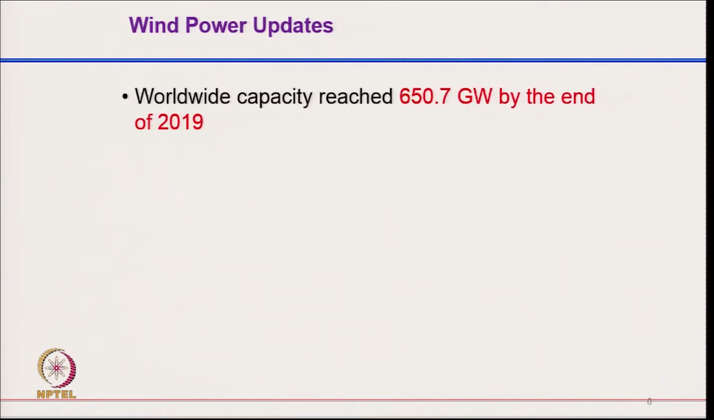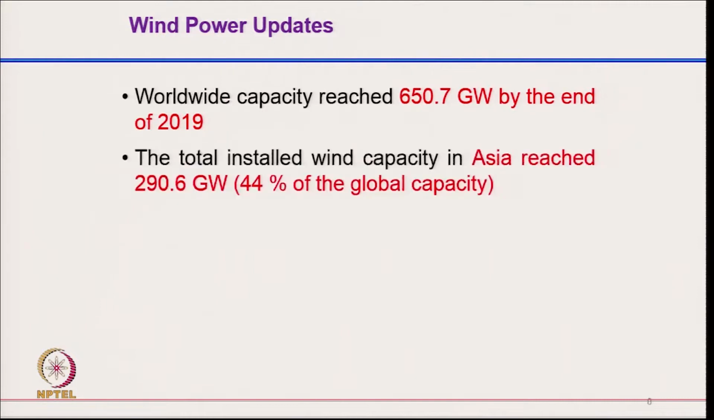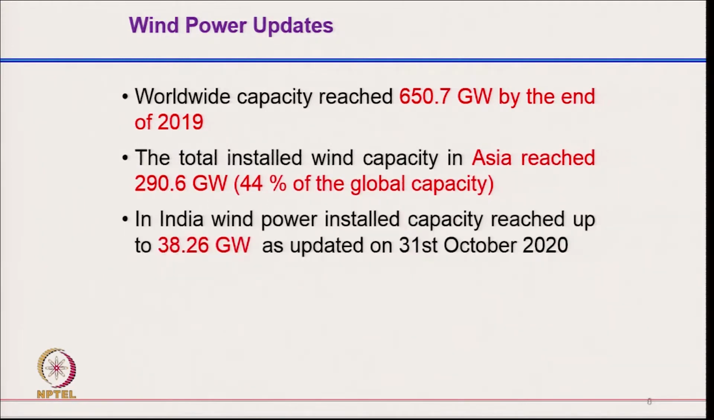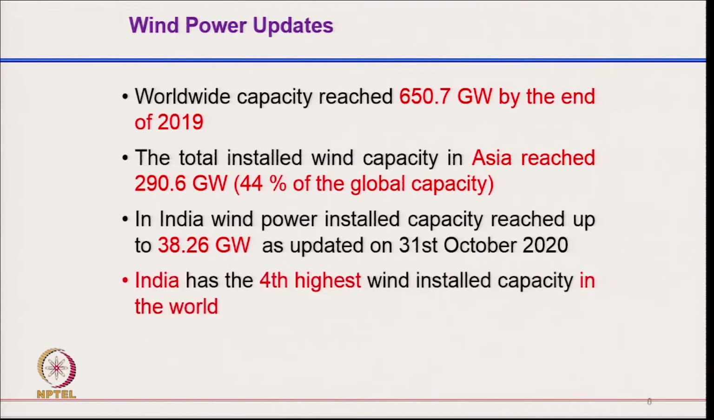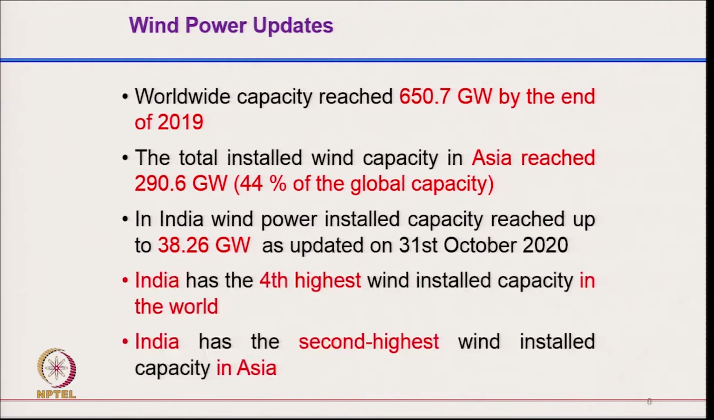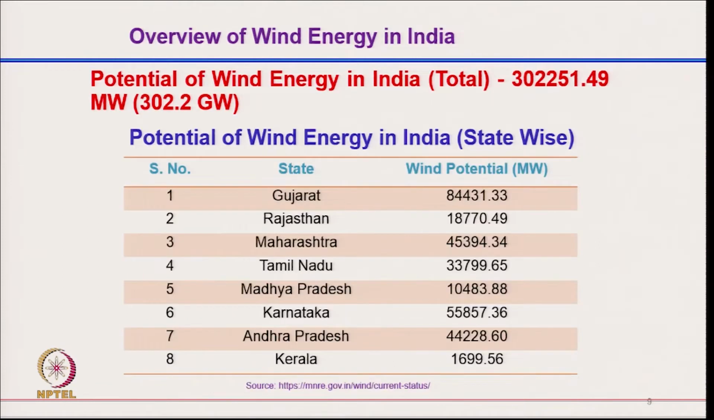Worldwide capacity reached 650.7 gigawatt by the end of 2019, and total installed wind capacity in Asia reached 290.6 gigawatt, 44% of the global capacity. In India the wind power installed capacity reached 38.26 gigawatt up to 31st October 2020, and India has the 4th largest wind installed capacity in the world. India has the 2nd highest wind installed capacity in Asia, and this is typically the potential of wind energy in India.